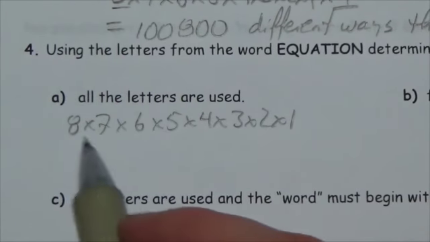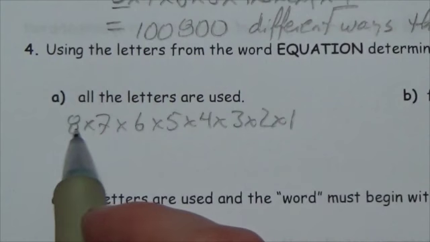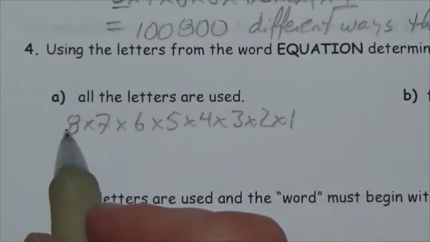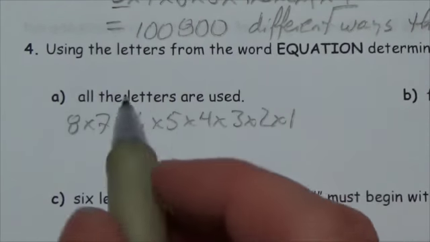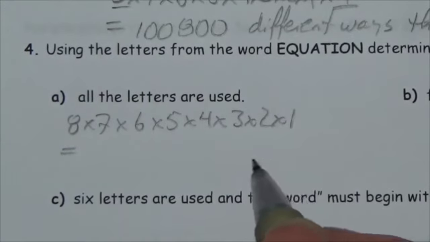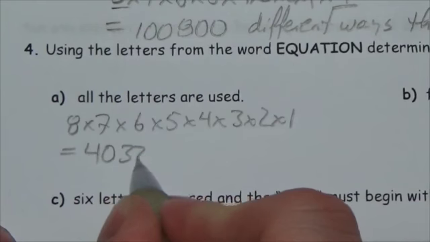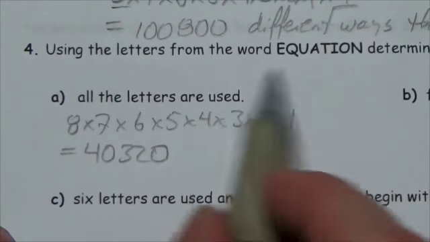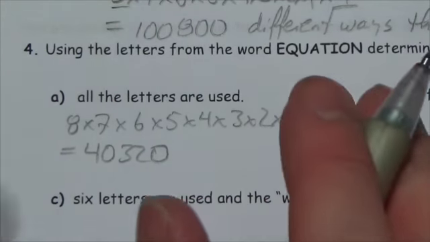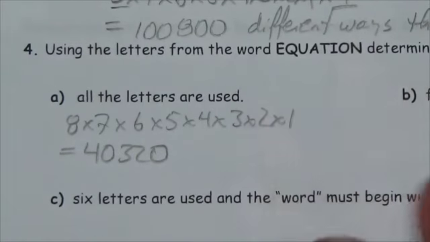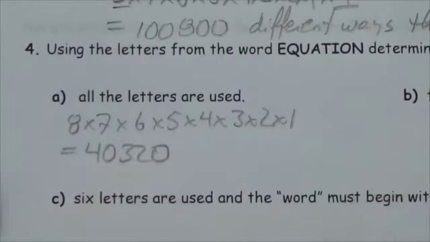So all we've got to do is multiply all the values out. Basically, every number from 8 down to 1 becomes a factor of this value. And when you multiply those all together, you get 40,320 different ways that we can arrange the letters in the word equation without any restriction imposed on that. There you go.